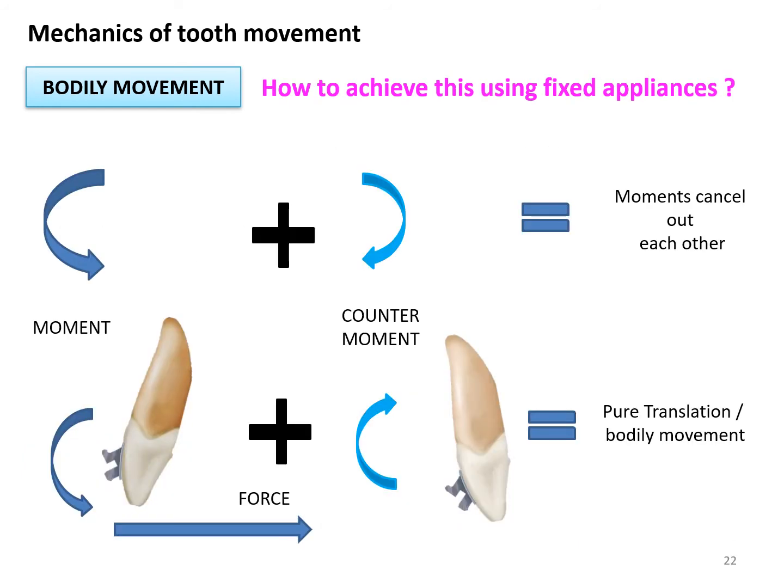So here you can see it more clearly. The moment is cancelled by a counter movement. Okay, so the tendency of the tooth to rotate is cancelled by the counter movement. So this cancellation causes pure translation or bodily movement of the tooth.